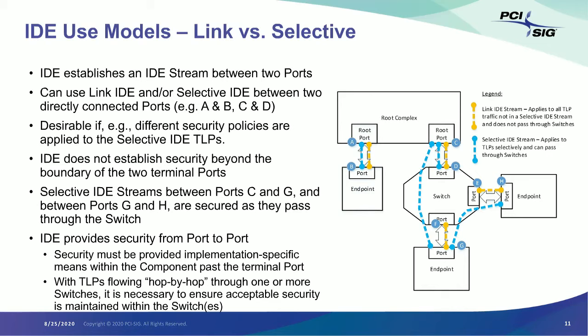And I mentioned that you can use hop by hop with switches. And sometimes, for example, if you do want to do general multicast, you might want to do this, right? There are things that switches can do that will cause the traffic to be modified in interesting ways that would not work with a selective IDE stream. So that just simply means that the switch needs to be trusted in that case, which is really no different than the fact that you also need to trust the endpoints and the root complex that are involved in the IDE connection. So it's a kind of a give and take.